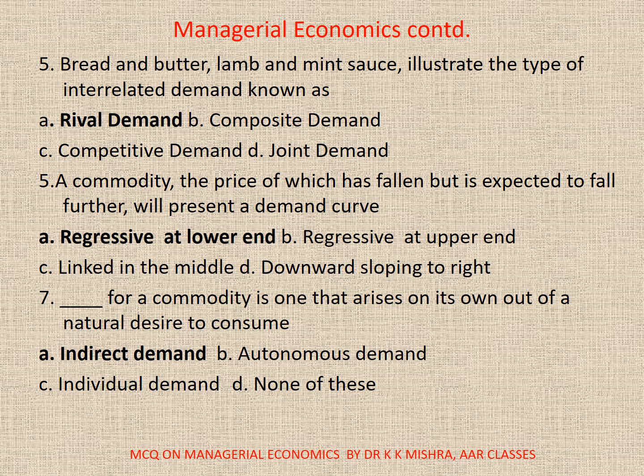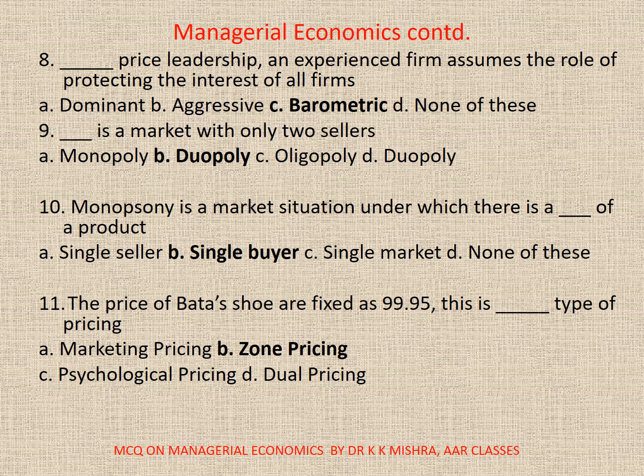7. Dash for a commodity is one that arises on its own out of a natural desire to consume, A. Indirect demand, B. Autonomous demand, C. Individual demand, or D. None. The correct option is A. Indirect demand.